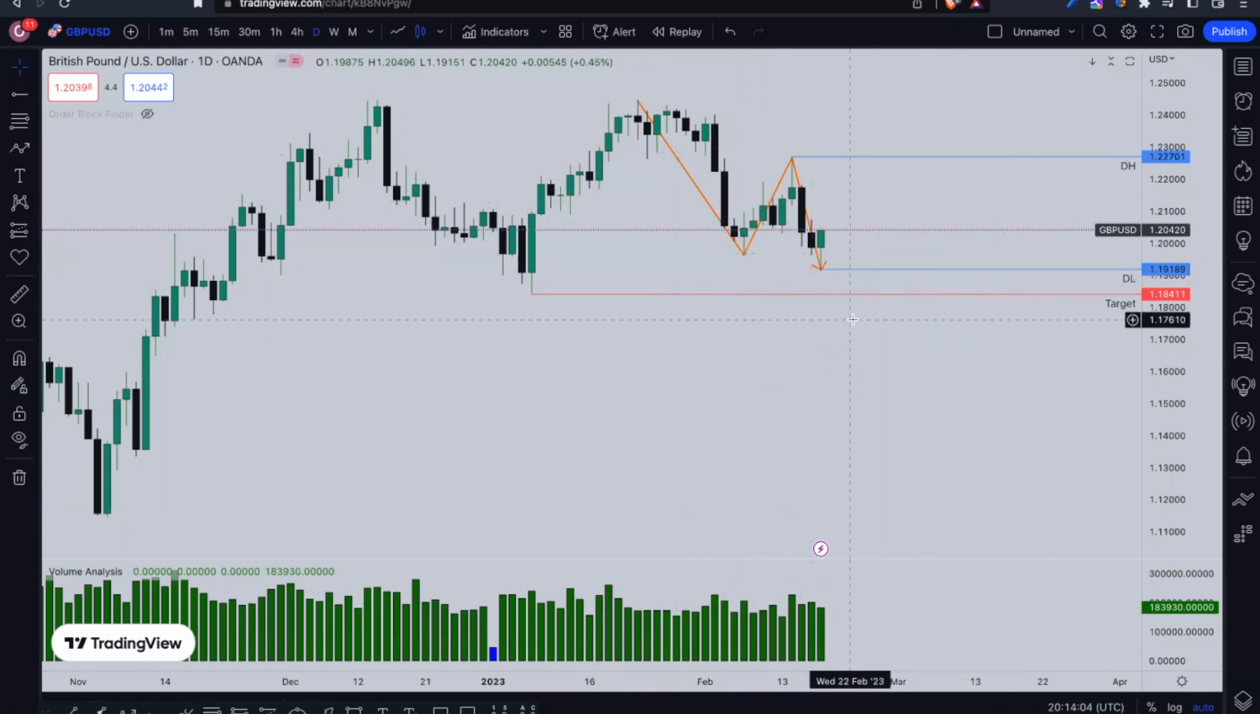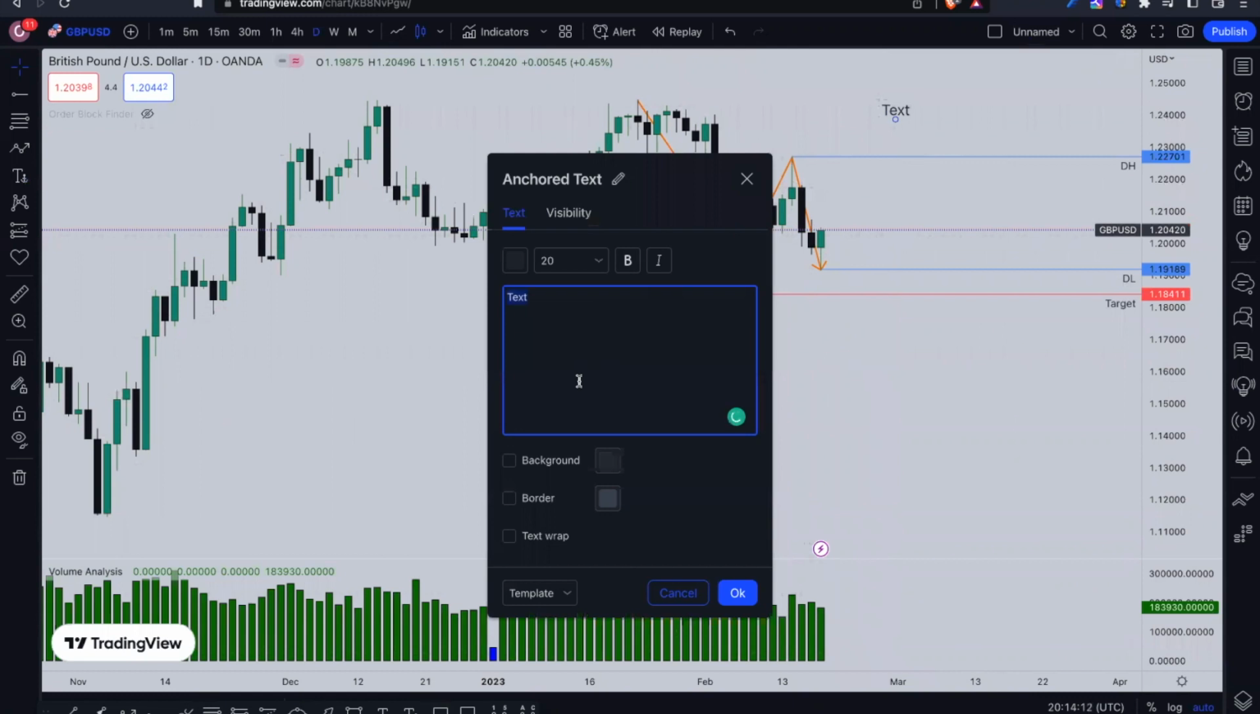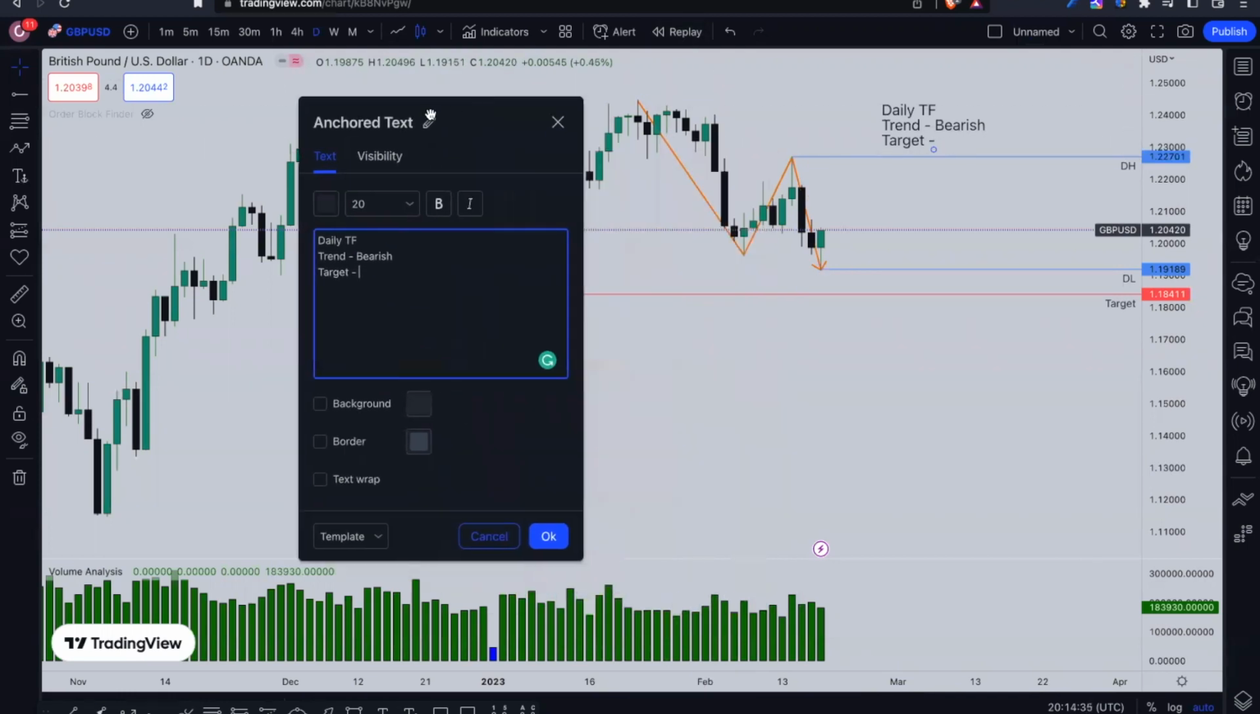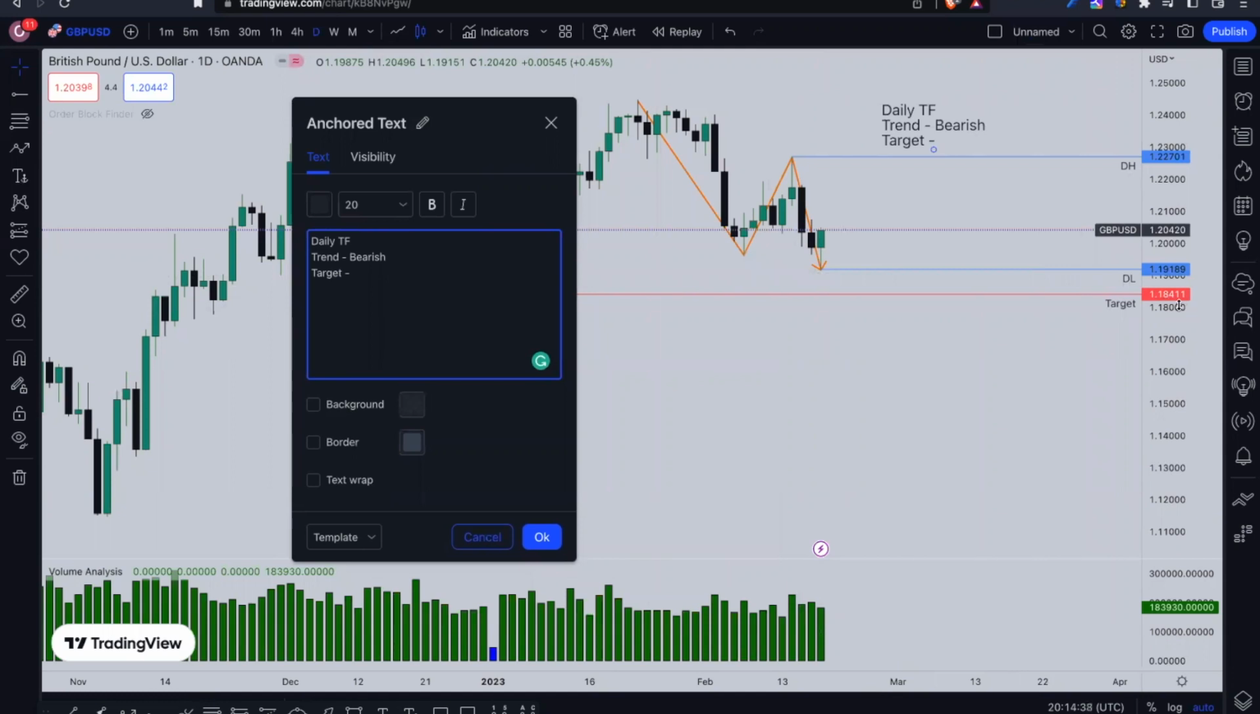All right, what is the trend here on the daily time frame? The trend is what? Bearish. What is the target? These are the questions that I ask myself when I'm analyzing. So our target is what? 1.18411.